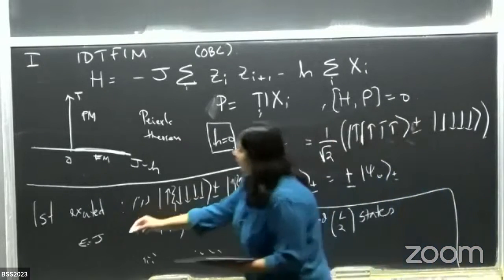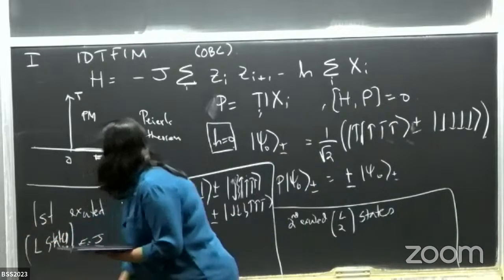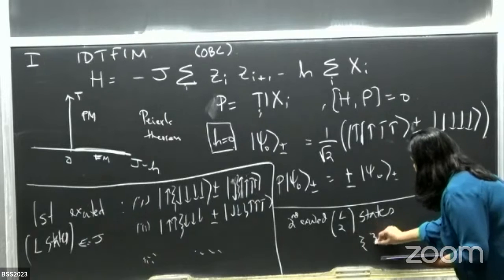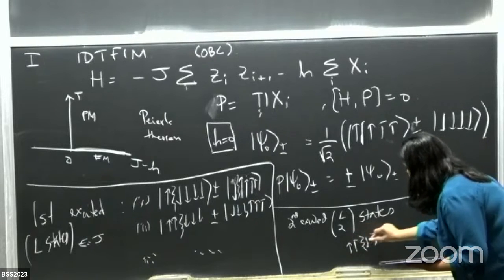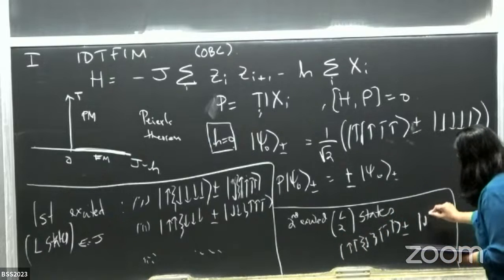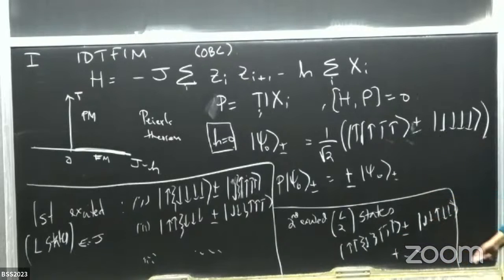Okay, so here I have L states, depending on where I want to put my domain wall. Here I have L choose two states with two domain walls somewhere in the system. Okay, and again, they're Ising symmetric partners and so on. Okay, so all of these are degenerate.